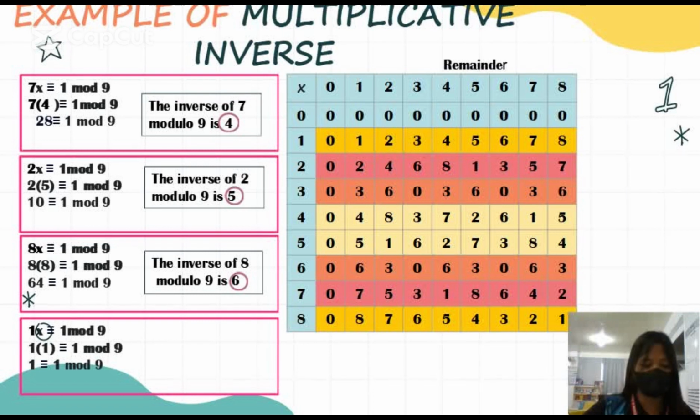Next, the last, there is last pa diyan. The last is 1x is congruent to 1 mod 9. So 1, then here 1, yung remainder is 1. So 1 times 1 is equal to 1. So 1 is congruent to 1 mod 9. So, para masabtan, ang multiplicative inverse is dapat na siya yung remainder nga 1, which is kani, kani, kani, and kani. So, mao ni ang example sa additive and multiplicative inverse using the Z table.